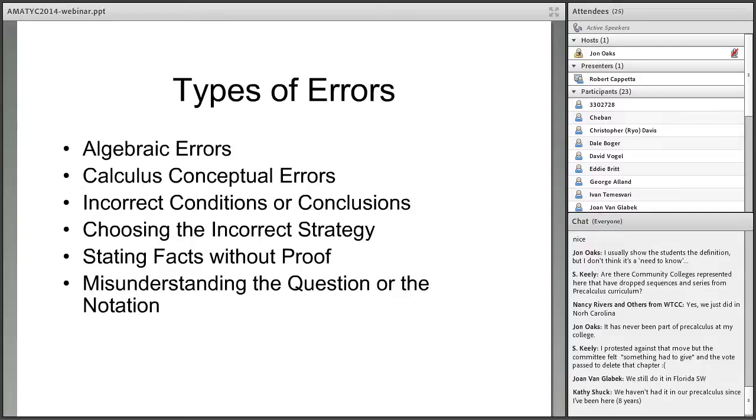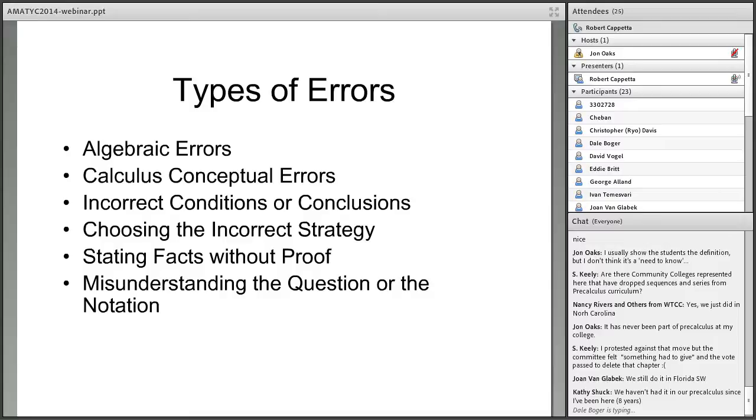As Paul said, incorrect conditions or conclusions. So using a test when it's not fair to use it. Having a conclusion like the nth term convergence test that is inappropriate. Choosing the incorrect strategy. So if we're looking at a problem like this, how do we handle that? How do we determine which one is it going to be? We want to make sure students are not just looking at problems, trying to find one similar to it, and then grabbing the strategy that works. Hopefully there is some reason that they use for choosing the strategies.